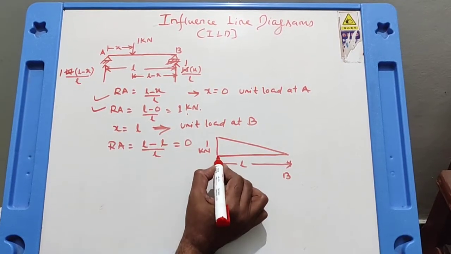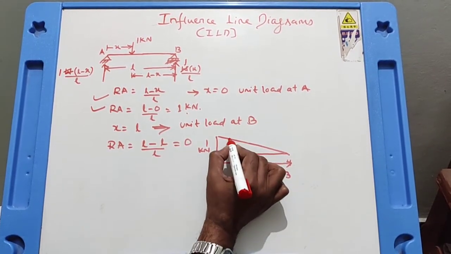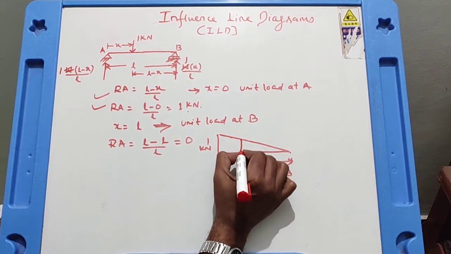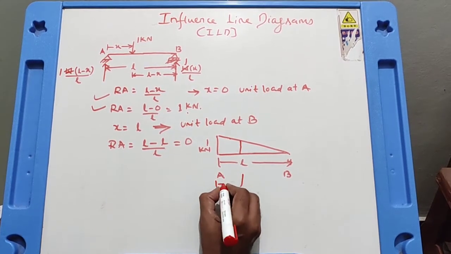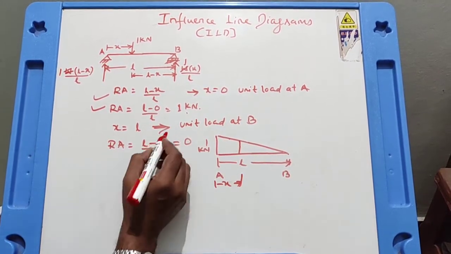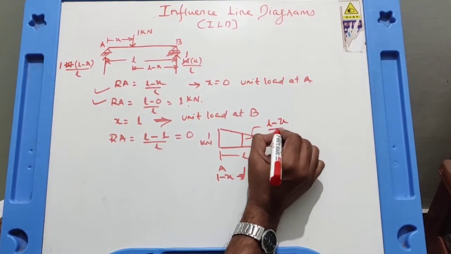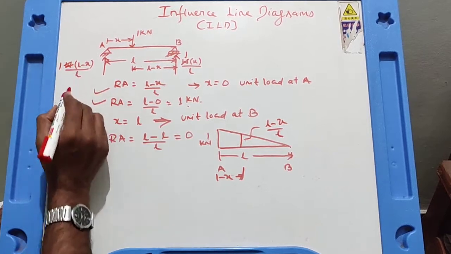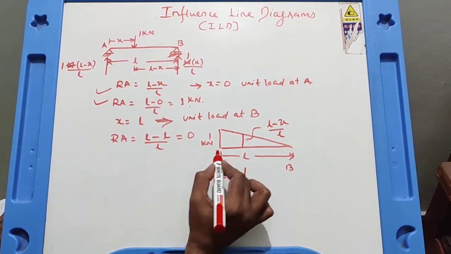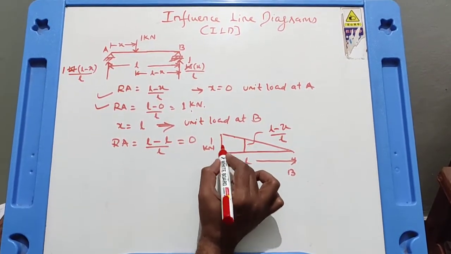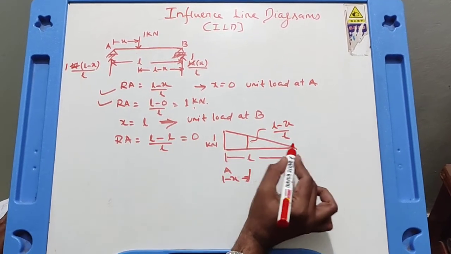So this is reaction at A. Any position you take, for instance, any position at a distance x, what is reaction at A? We have seen that at any distance x, the reaction at A is equal to L minus x upon L. So how does this diagram look? It looks like a right angle triangle. 1 kilonewton here, 0 here.